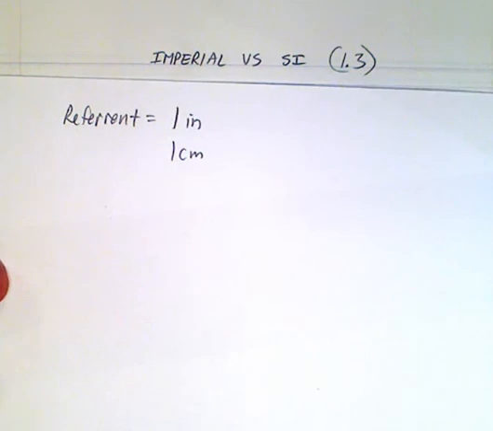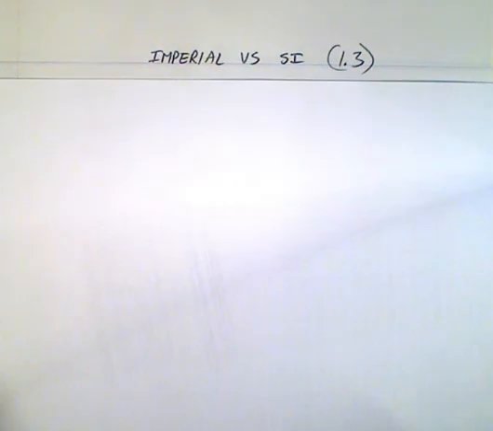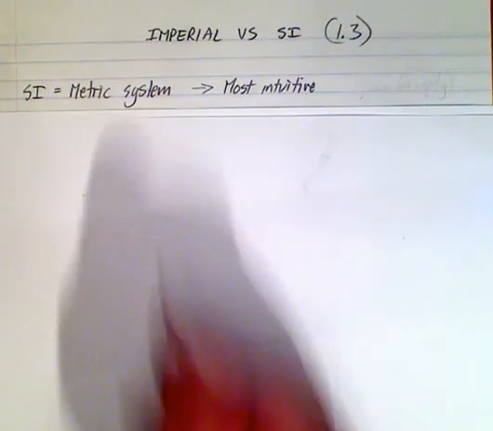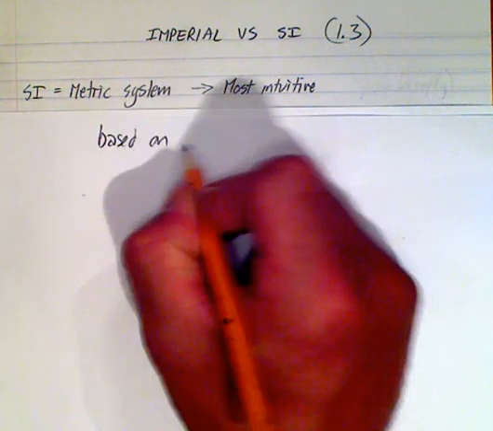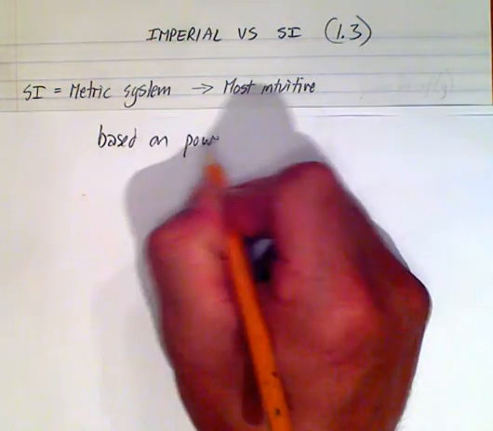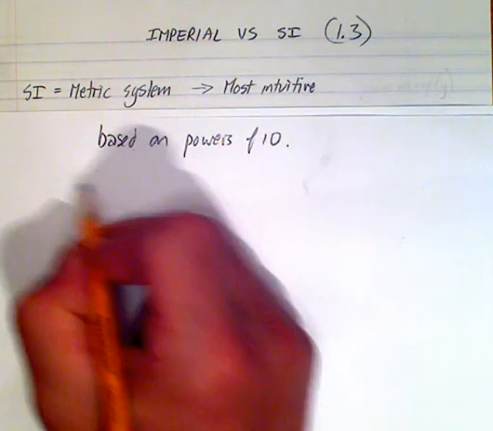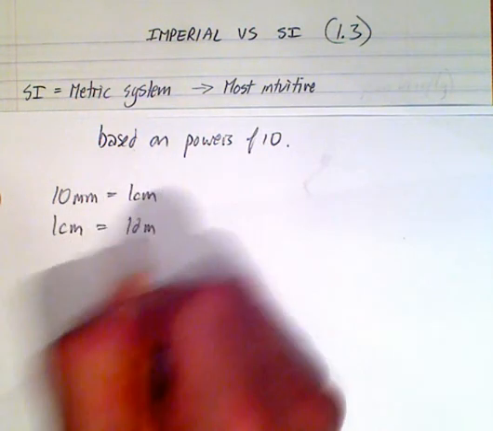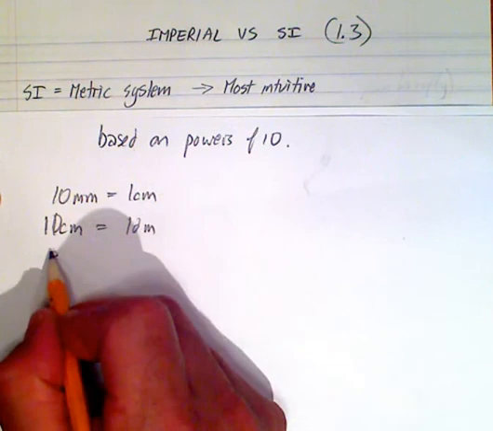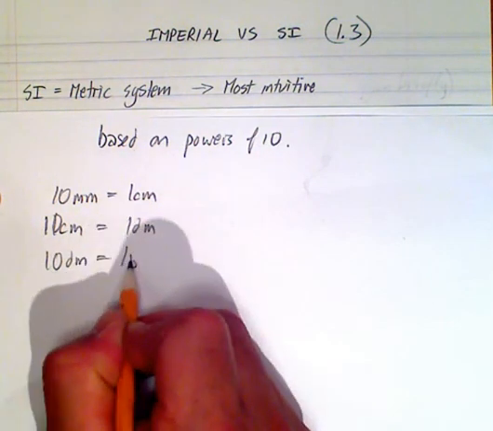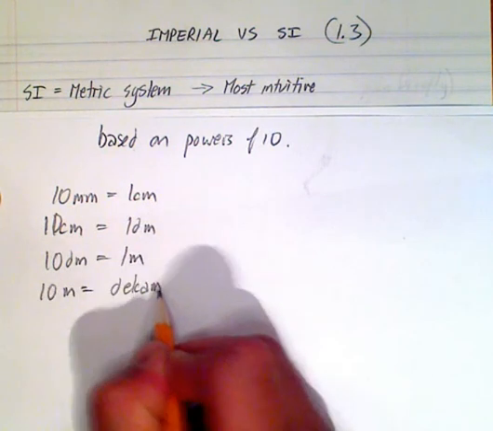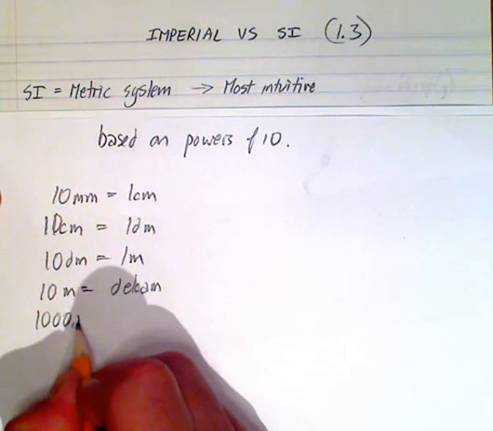Unit analysis is another thing, and that's essentially what we're going to be looking at today: comparing all these units, imperial versus SI. SI is what we call the metric system, and it is the most intuitive. It is based on powers of 10. There are 10 millimeters equaling 1 centimeter, 10 centimeters equaling 1 decimeter, and 10 decimeters equal to 1 meter. 10 meters is equal to a decameter, and it goes on and on to the point where 1,000 meters is 1 kilometer.